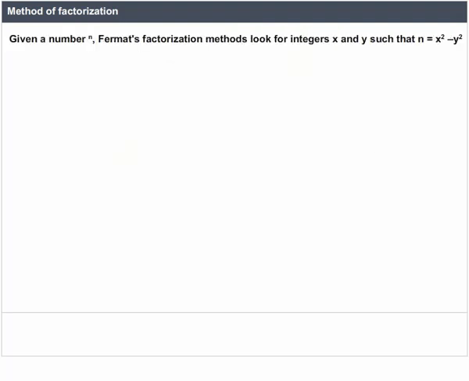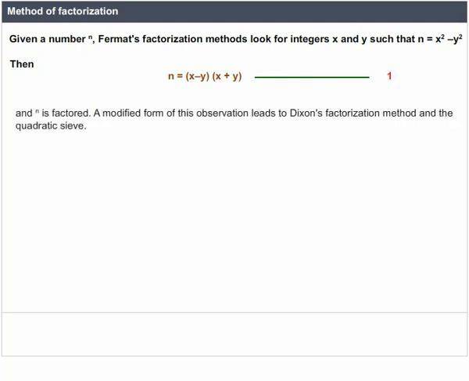Method of factorization. Given a number n, Fermat's factorization method looks for integers x and y such that n equal to x square minus y square. Then n equal to x minus y times x plus y, called equation 1, and n is factored. A modified form of this observation leads to Dixon's factorization method and the quadratic sieve.